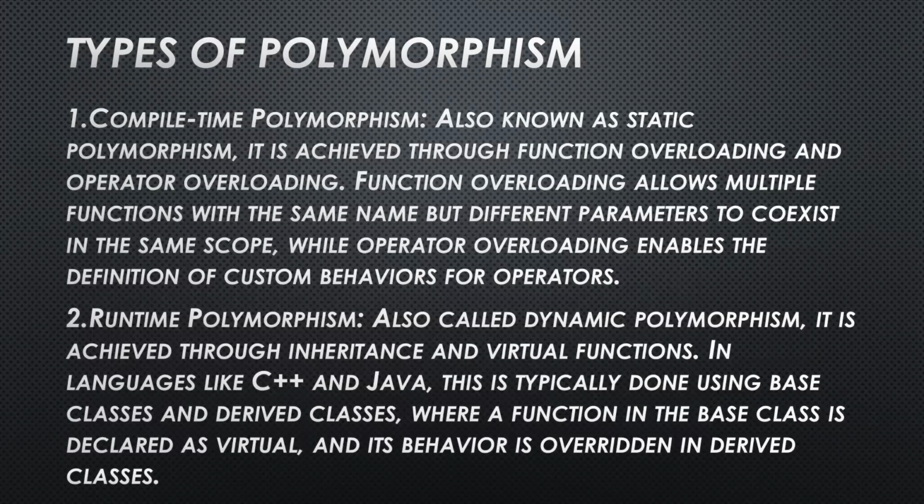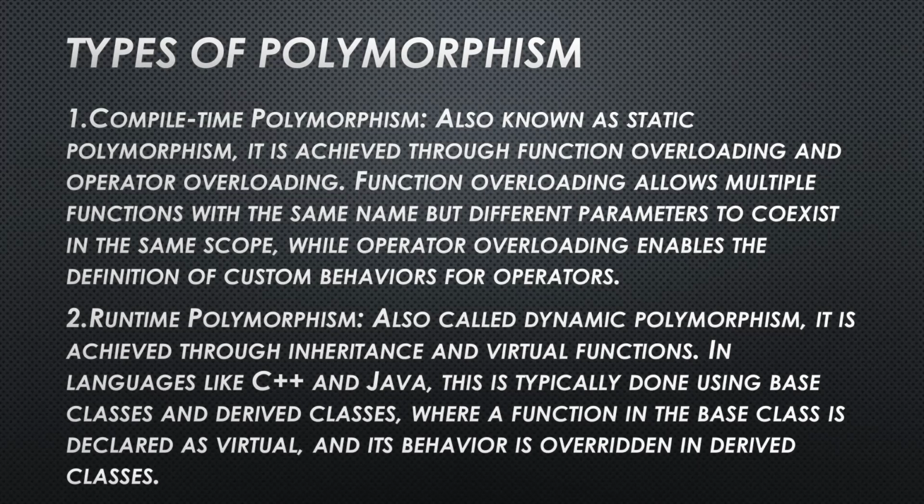Types of polymorphism. Compile-time polymorphism is also known as static polymorphism. It is achieved through function overloading and operator overloading. Function overloading allows multiple functions with the same name but different parameters to coexist in the same scope, while operator overloading enables the definition of a custom behavior for operators.